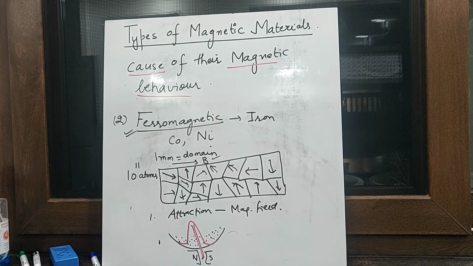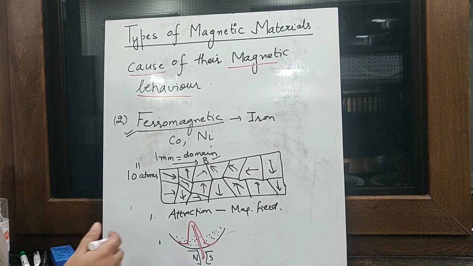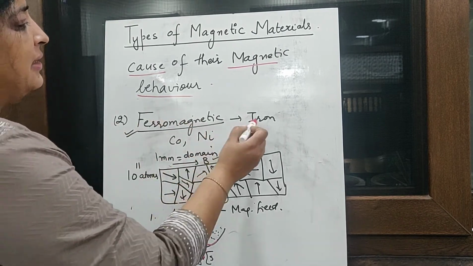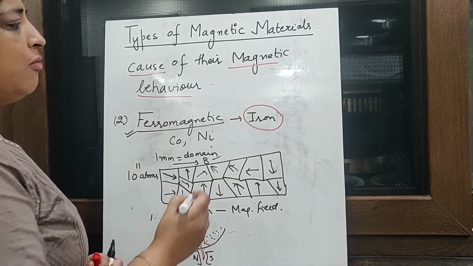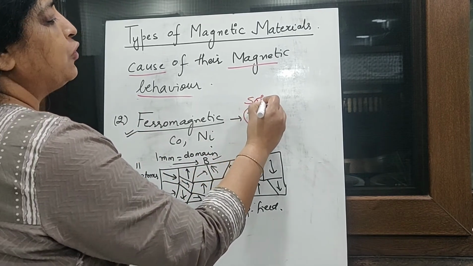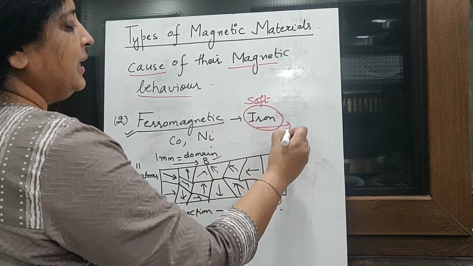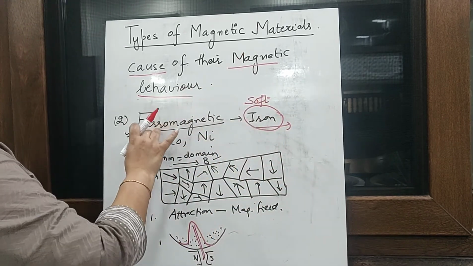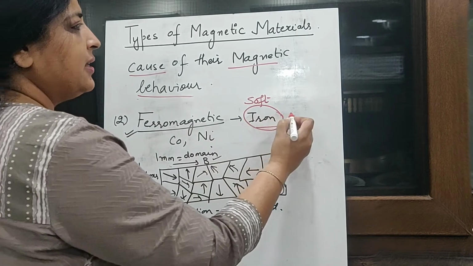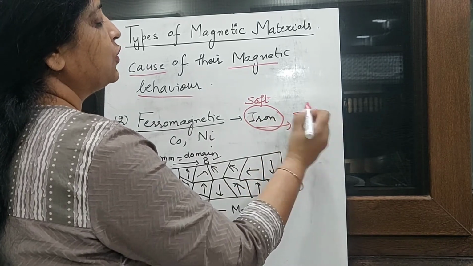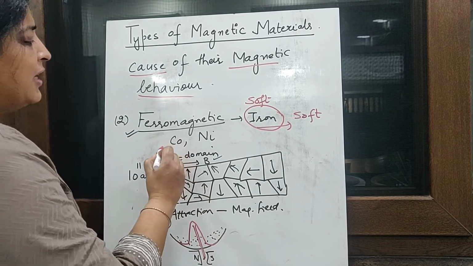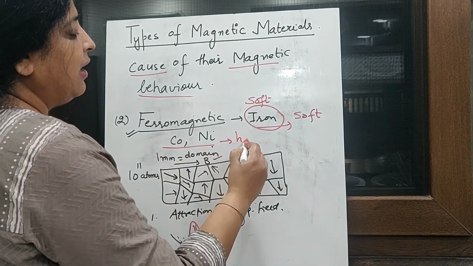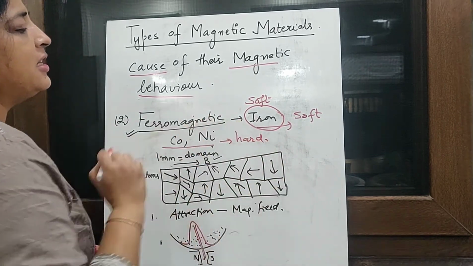But then there are two different kinds of ferromagnetic materials. One of them, for example, is soft iron. Soft iron is a ferromagnetic material which is soft in nature. They are also known as soft ferromagnetic materials. Whereas cobalt and nickel are called hard ferromagnetic materials.